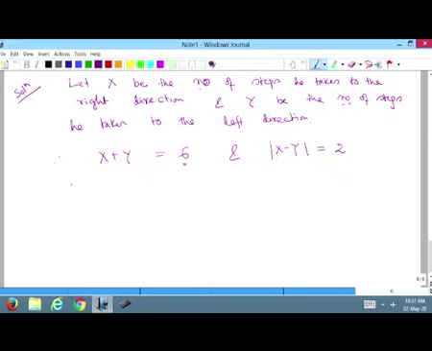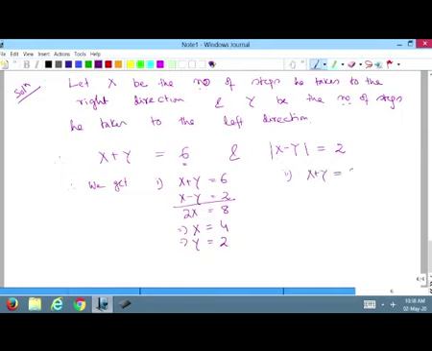Therefore, we get 2 equations. One pair of equations is x plus y is equal to 6 and x minus y is equal to 2, which implies 2x is equal to 8, which implies x is equal to 4, which implies y is equal to 2. And the second set of equations is x plus y is equal to 6 and y minus x is equal to 2, which implies 2y is equal to 8, which implies y is equal to 4, which implies x is equal to 2.